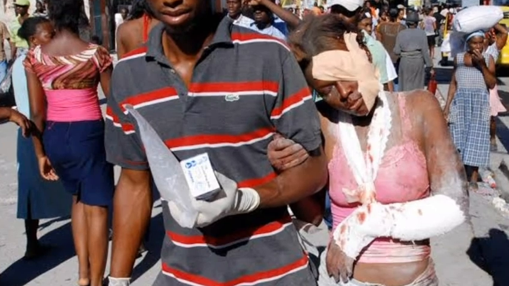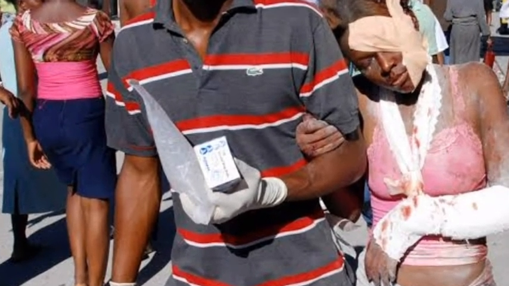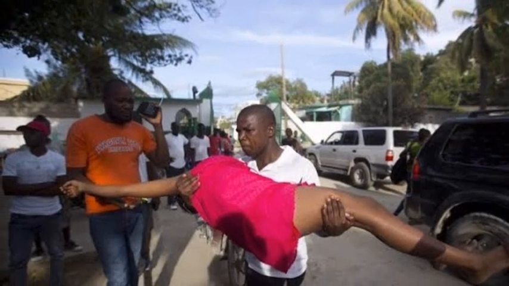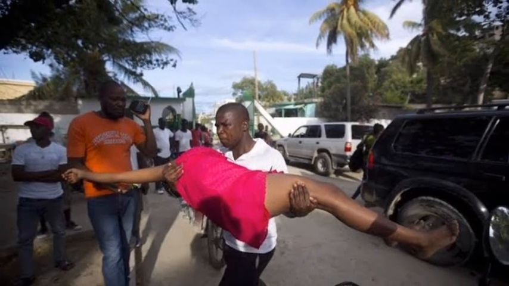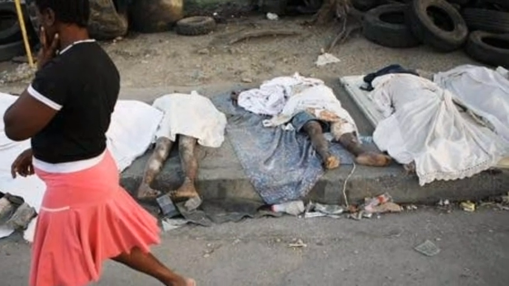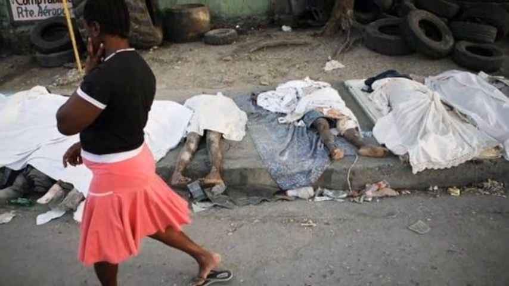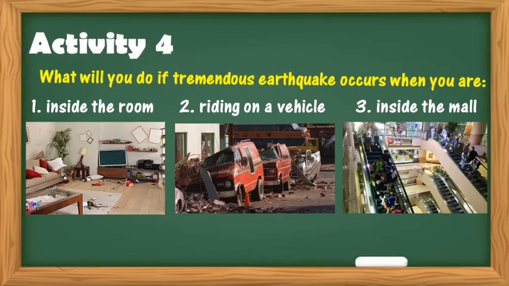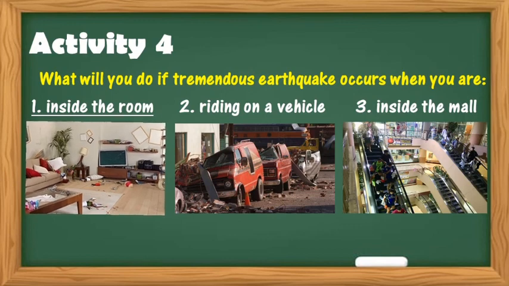During an earthquake, most deaths and injuries are caused by collapsing building materials and heavy falling objects, such as bookcases, cabinets, and heating units. In this activity, you're going to answer the question, what will you do if a tremendous earthquake occurs when you are number 1, inside the room, number 2, riding on a vehicle, and number 3, inside the mall. You're going to write your answer in your science journal.